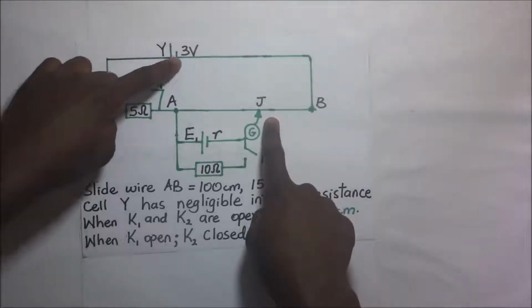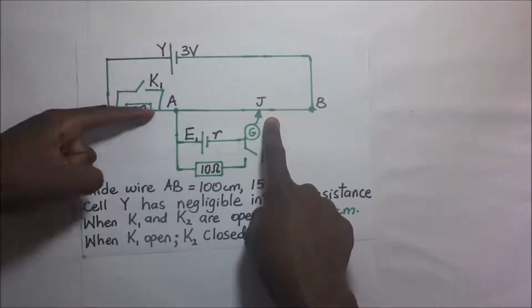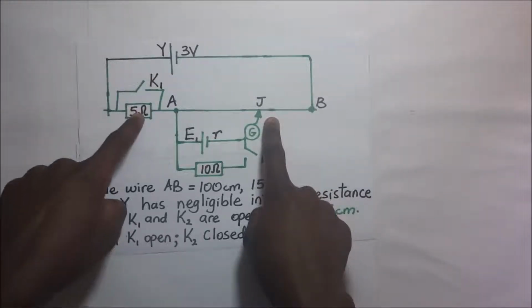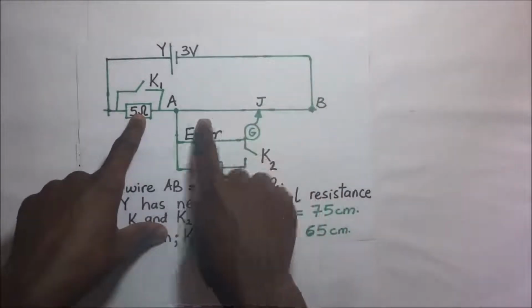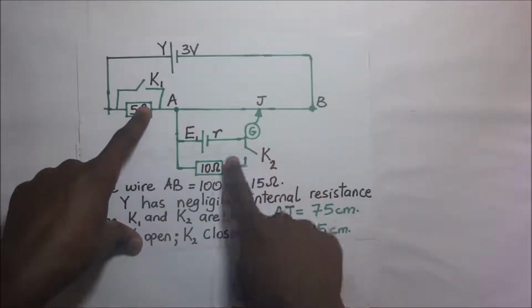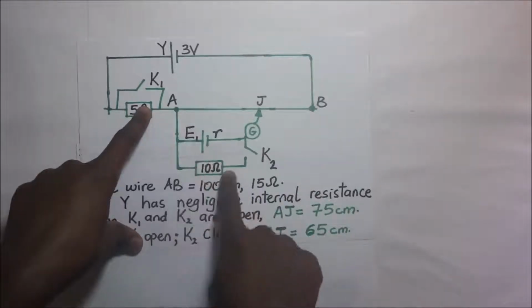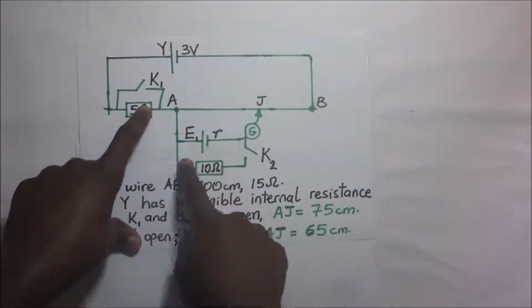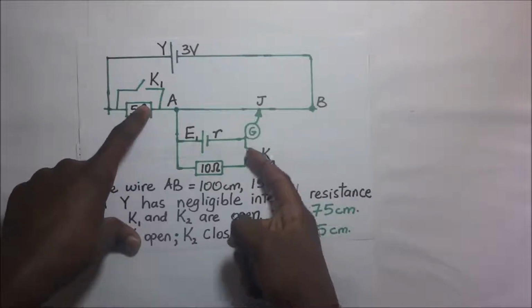first of all, when K1 is open, it means that when current is coming, it is having to go through that 5 ohm resistor. It means this 5 ohm resistor is in the primary circuit when K1 is open. When K2 is open, it means that this 10 ohm resistor is redundant as far as the secondary circuit is concerned, because the circuit here is incomplete.